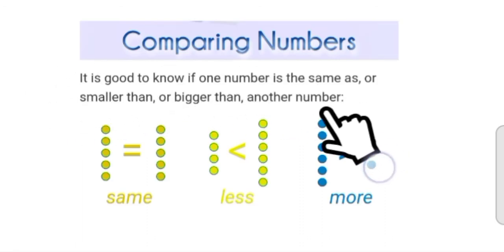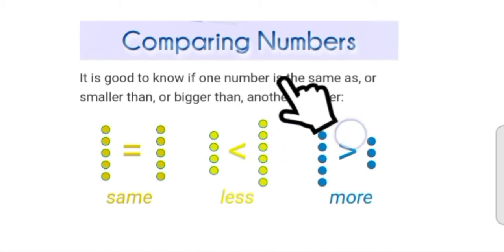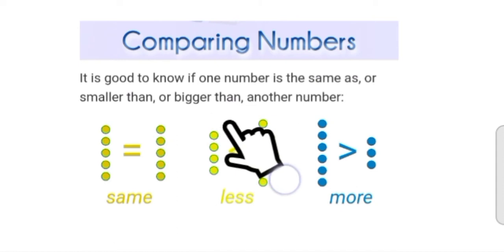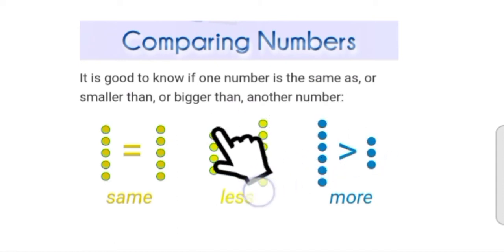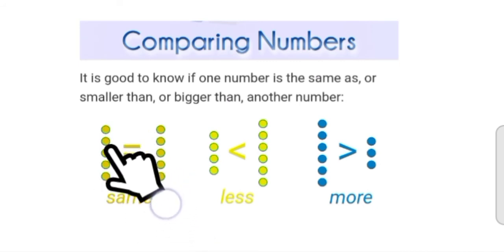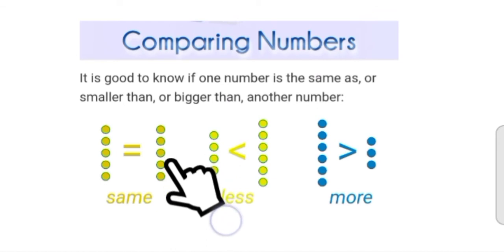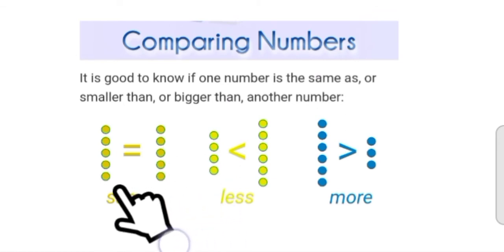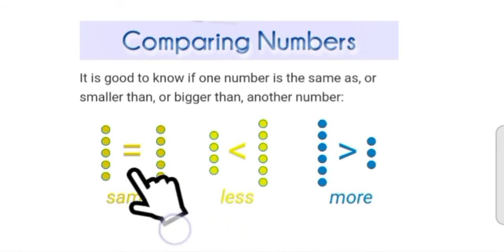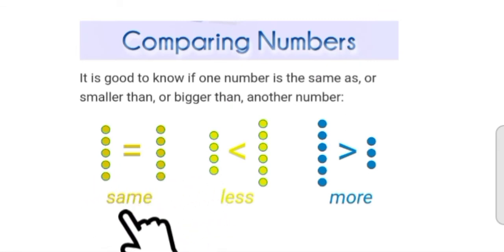To compare the numbers, it is good to know if one number is the same as, smaller than, or bigger than another number. So here we are going to compare these two things. See 1, 2, 3, 4, 5. 5 beads are here. 1, 2, 3, 4, 5. 5 beads are there. So both columns have 5 beads. So both are the same.